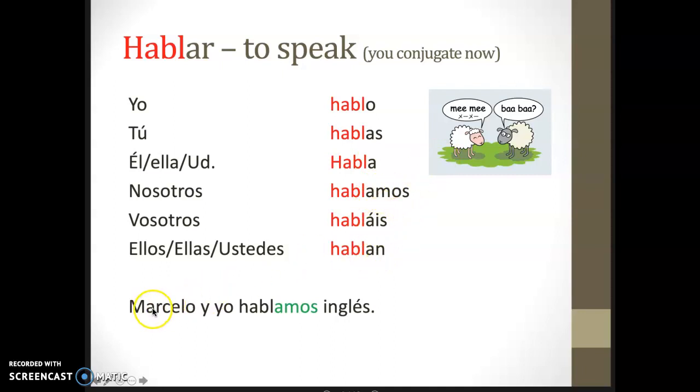And here we have an example. Marcelo y yo hablamos inglés. And we put hablamos because Marcelo y yo means Marcelo and I, which will be nosotros. Hablamos inglés. It means Marcelo and I speak English.